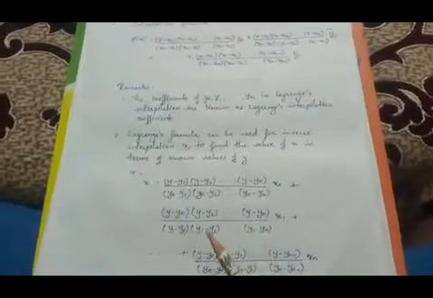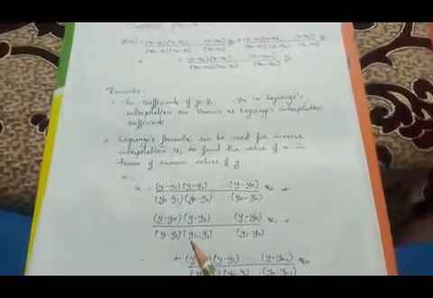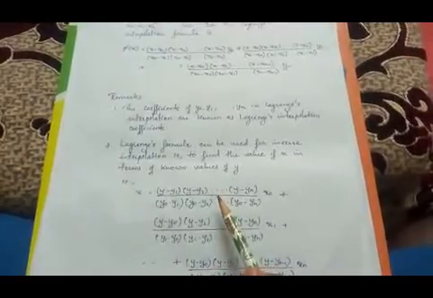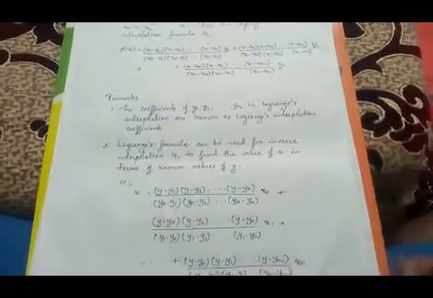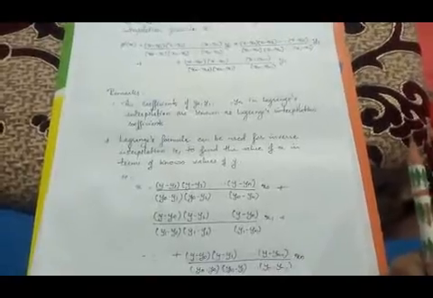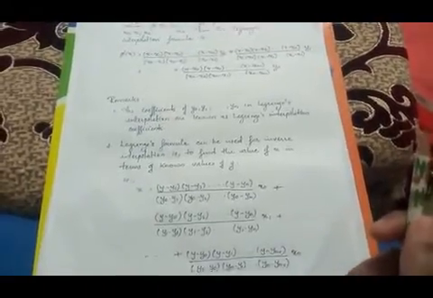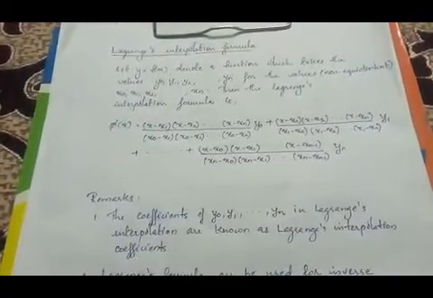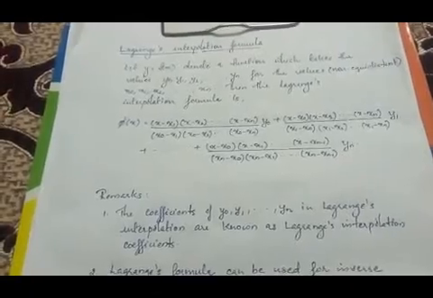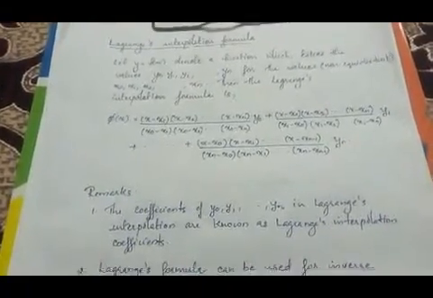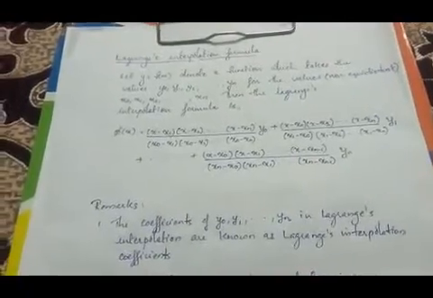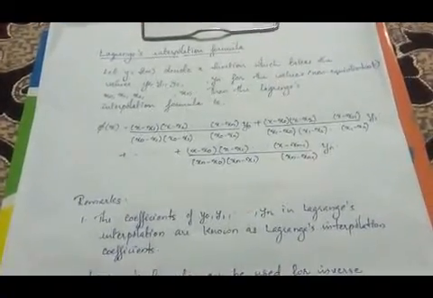So this is the inverse interpolation formula, where you can find the value of x for a given value of y. So this is Lagrange's interpolation formula. Lagrange's interpolation formula is used when the arguments are not at equal intervals. For unequal intervals, we use Lagrange's interpolation formula to interpolate a value.